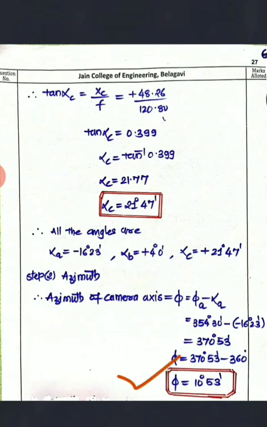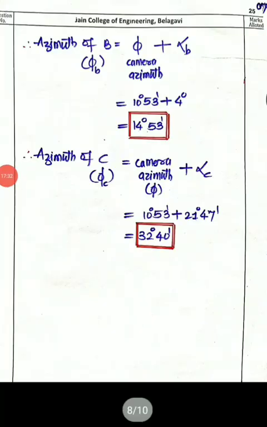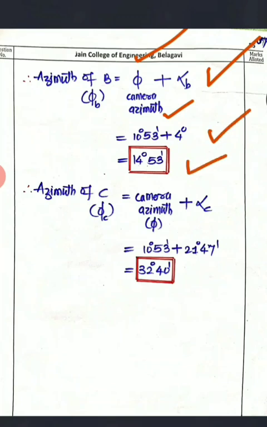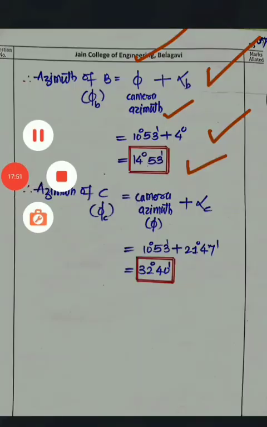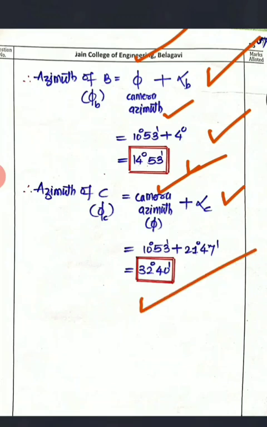By using this, we are going to find out the remaining azimuths. Now see, azimuth of B, psi B, is equal to the camera azimuth psi plus alpha B, right? 10 degree 53 minutes plus 4 degree, you are going to get 14 degree 53 minutes. Similarly, azimuth of C, psi C, equals the camera azimuth psi plus alpha C, that is 10 degree 53 minutes plus 21 degree 47 minutes, so you are going to get 32 degree 40 minutes.